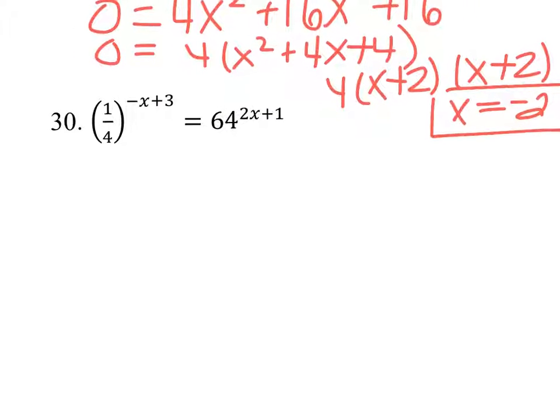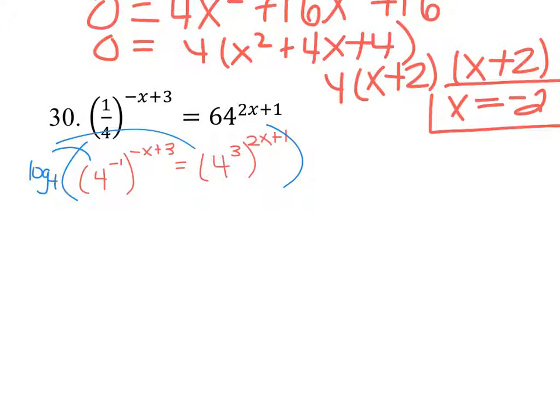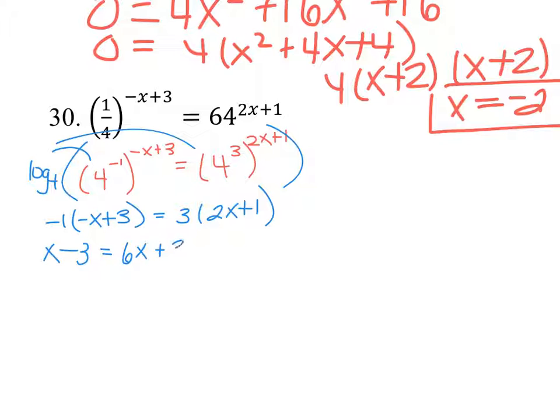If I look at this next one, again I want common bases, so that would be 4 to the negative 1st power, which gets me 1 over 4, and then that's negative x plus 3. And then this is 4 to the 3rd power, which makes 64, and then I have 2x plus 1. Since my bases are the same, when I take log base 4 on both sides, they're going to cancel out. So I'll be left with -1 times -x plus 3, and on the right side, 3 times 2x plus 1. Now if I distribute, I have x minus 3 equals 6x plus 3. So now I have 5x equals -6, so x is -6/5.